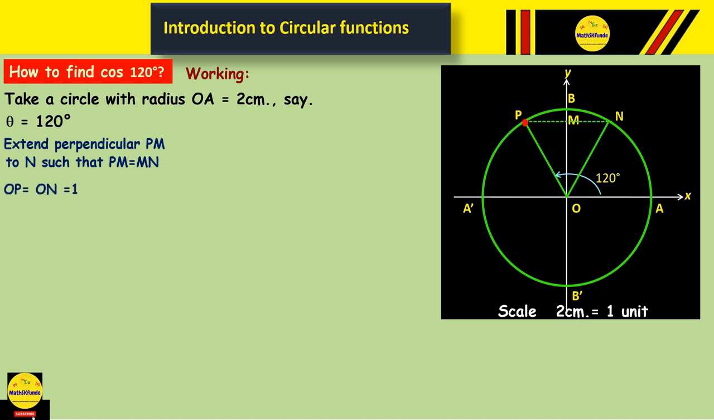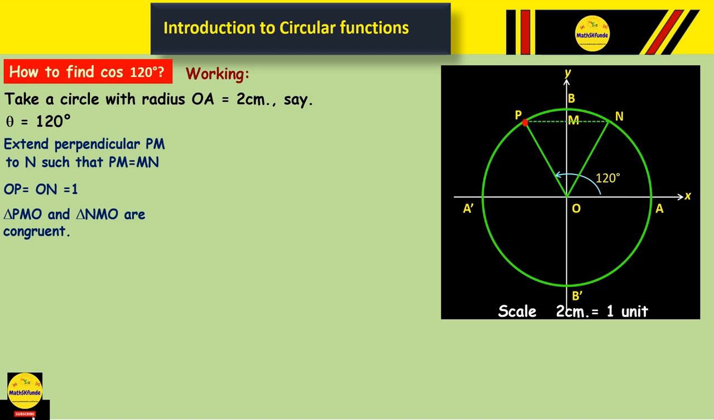That OP is same as ON. Both are nothing but radii. So if you have taken a unit radius circle, that means OP equal to ON equal to 1. And we have already seen PM equal to MN also, and OM is common. So triangle PMO and triangle NMO are congruent triangles.